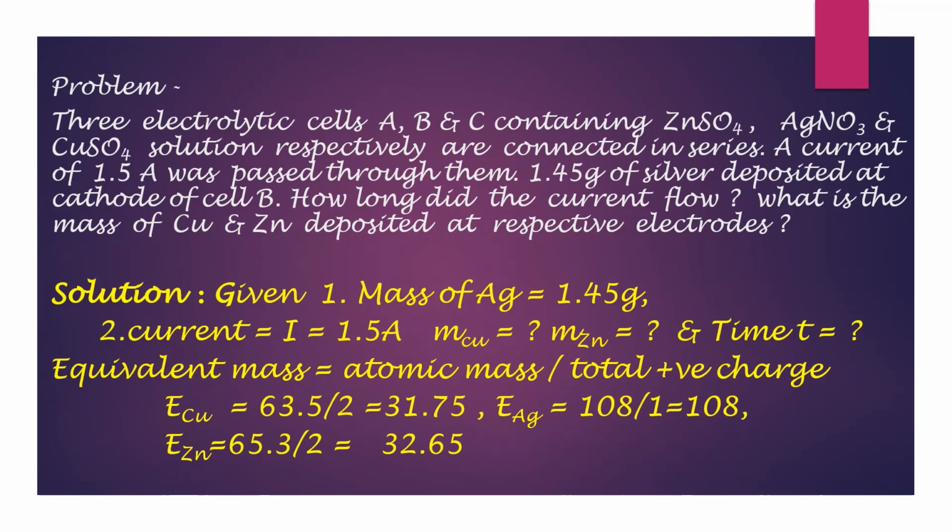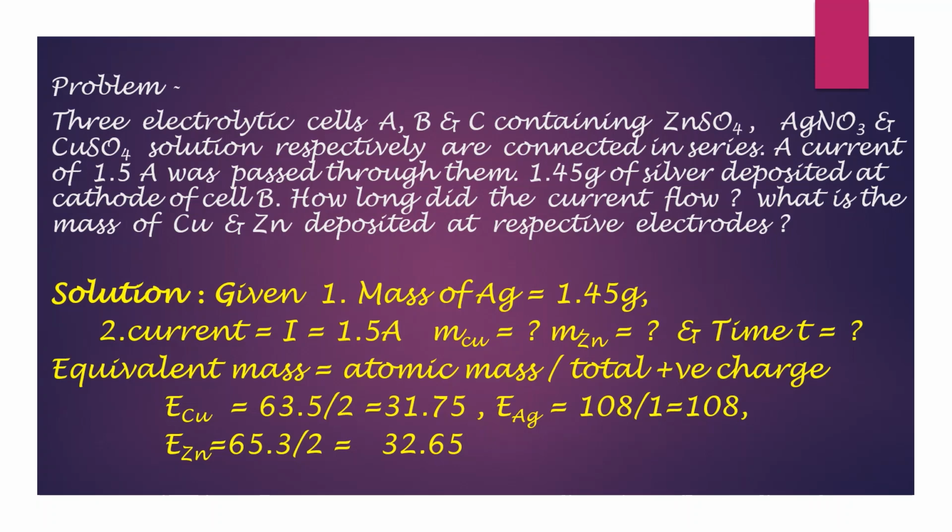Similarly, the equivalent mass of silver is equal to the atomic mass of silver divided by the total positive charge of the Ag+ ion. So the atomic mass of silver is 108 unified mass, and that is divided by 1, the positive charge of the silver ion. That is equal to 108 by 1, which is 108. So 108 is the equivalent mass of silver.